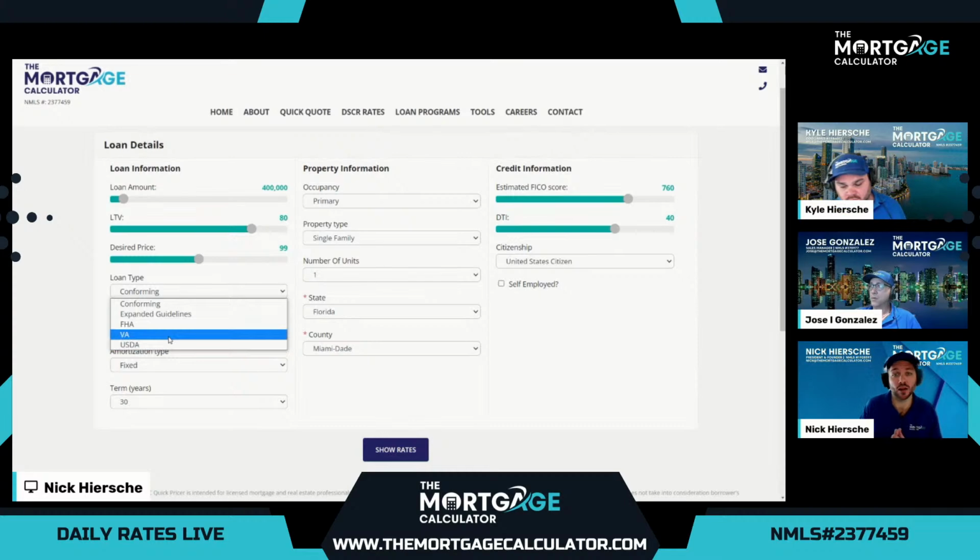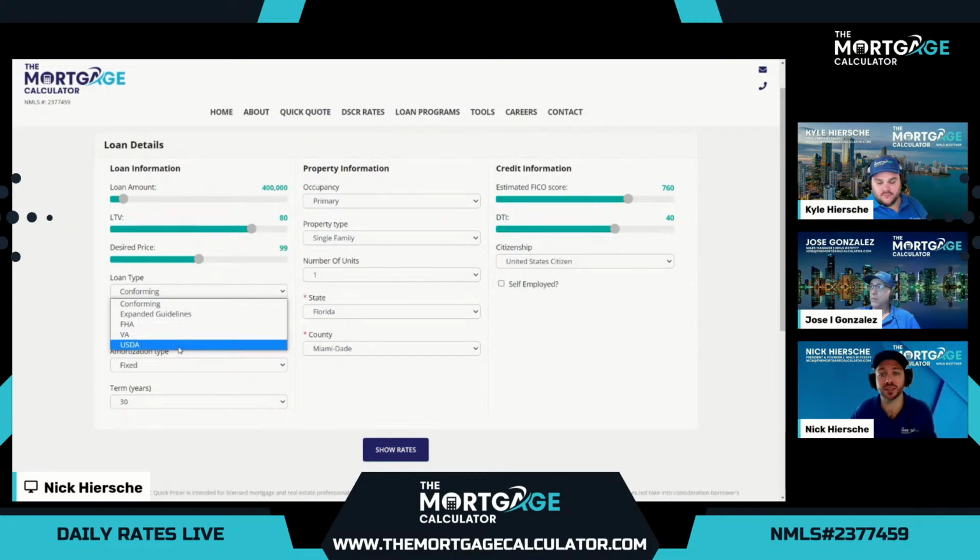Remember, VA is only for eligible veterans, so we won't do that live here on the show. But if you are eligible, please get with us. We would be happy to quote that for you, and we do appreciate your service. And same thing with USDA, that is only for properties in an eligible rural area. So if you are searching in that area, please get with us. We'd be happy to quote it. But since not everybody is, we do not do that live.